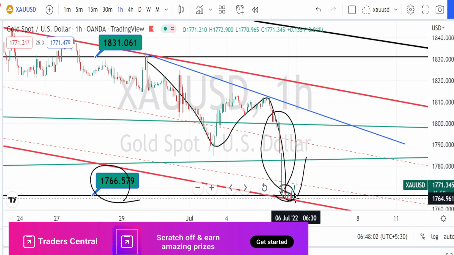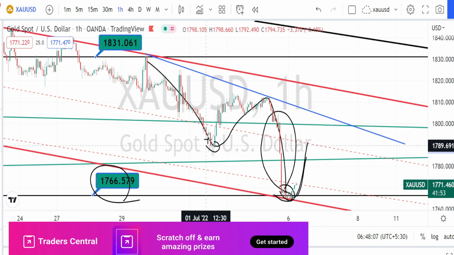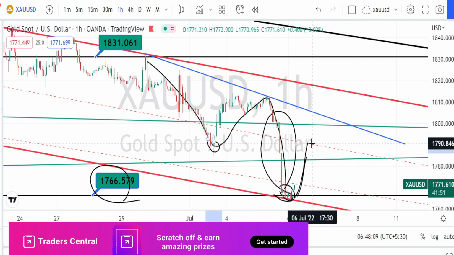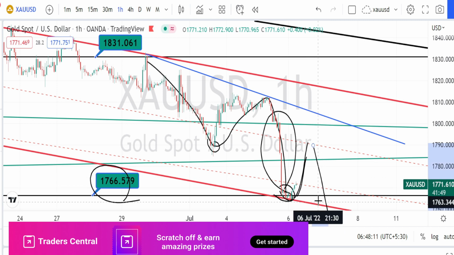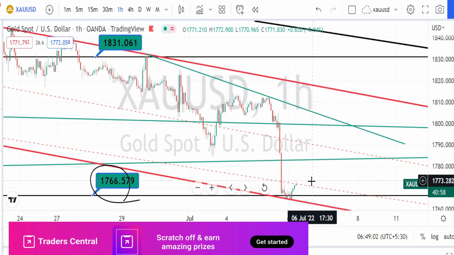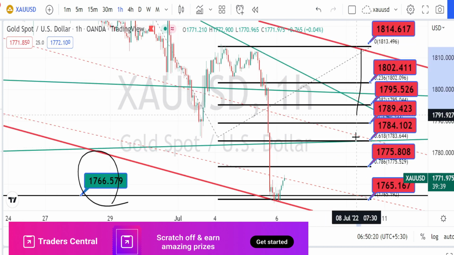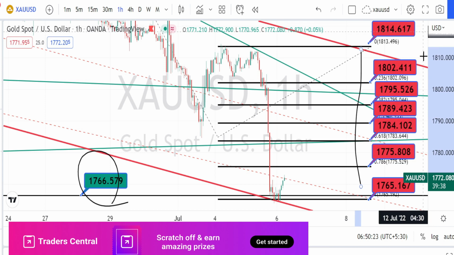Always price action retraces up to the previous low or the resistance level, then we can notice a price action to continue its bearish trend. Let us mark the support and resistance levels. So these are all the resistance and support levels for hourly time frame.